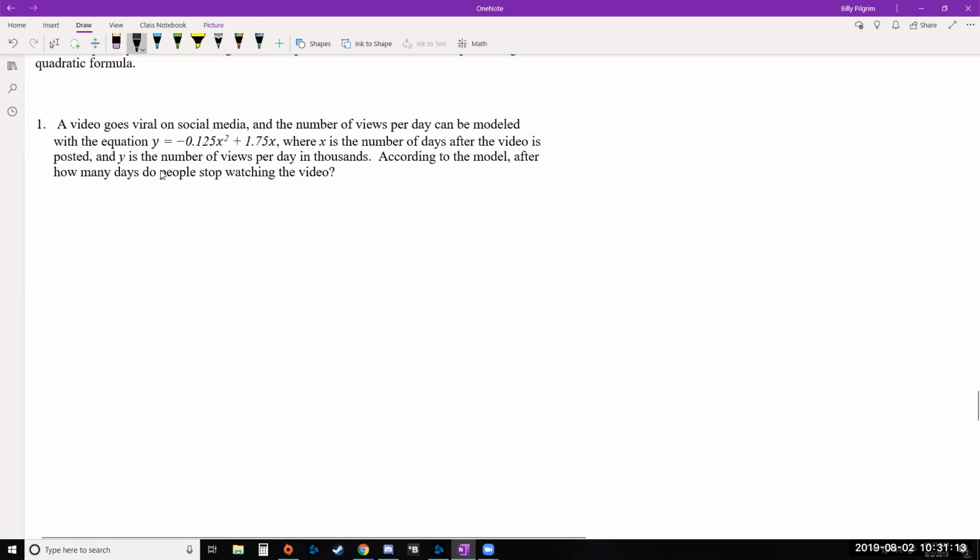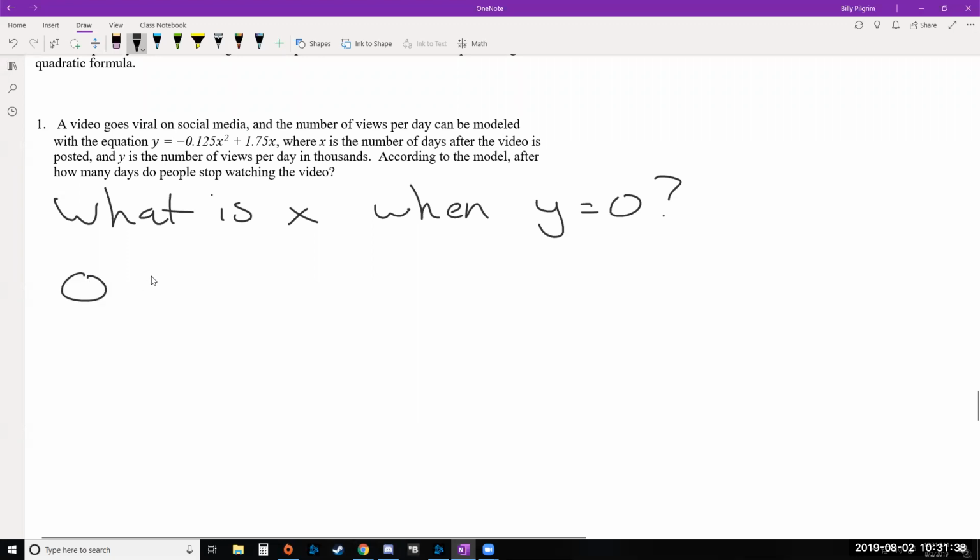So what they're really asking here, and I recommend you try to boil these modeling problems down to simple x and y problems. The question here is really, what is x when y is 0? How many days means what is x, and if people stop watching the video, that means the views, our y value, will be 0. So let's take our equation, plug in 0 for y, 0.125 x squared. And we're going to solve this equation for x.